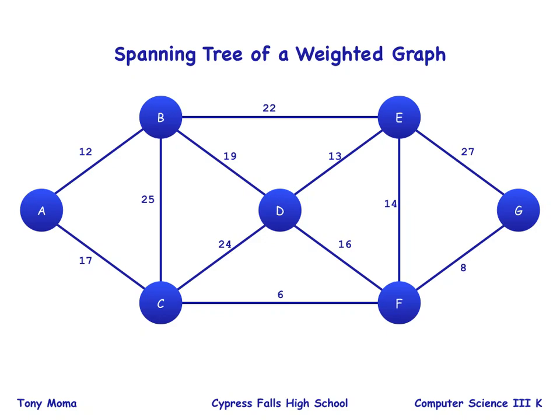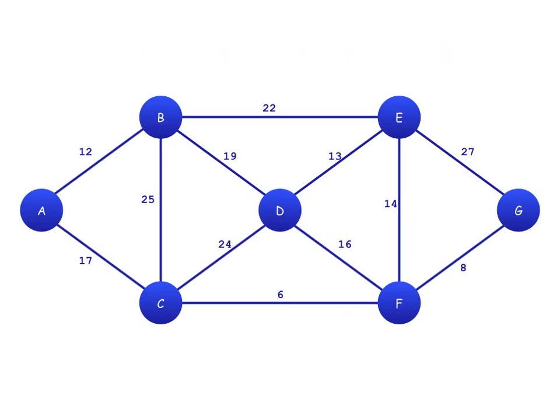Spanning tree of a weighted graph. Previously, when we were discussing finding the spanning tree for a non-weighted graph, all we had to do was find the subgraph that contained the least number of edges. The reason that was all we had to do was because in that case, all the edges were the same weight. They were all zero weight. So in that case, the least expensive graph was the graph that had the least number of edges.